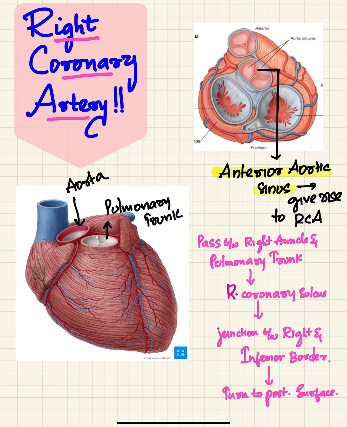We know at the root of the aorta, we could find three sinuses: the anterior aortic sinus, the posterior left aortic sinus, and the posterior right aortic sinus. This right coronary artery arises from the anterior aortic sinus, that is from this area.